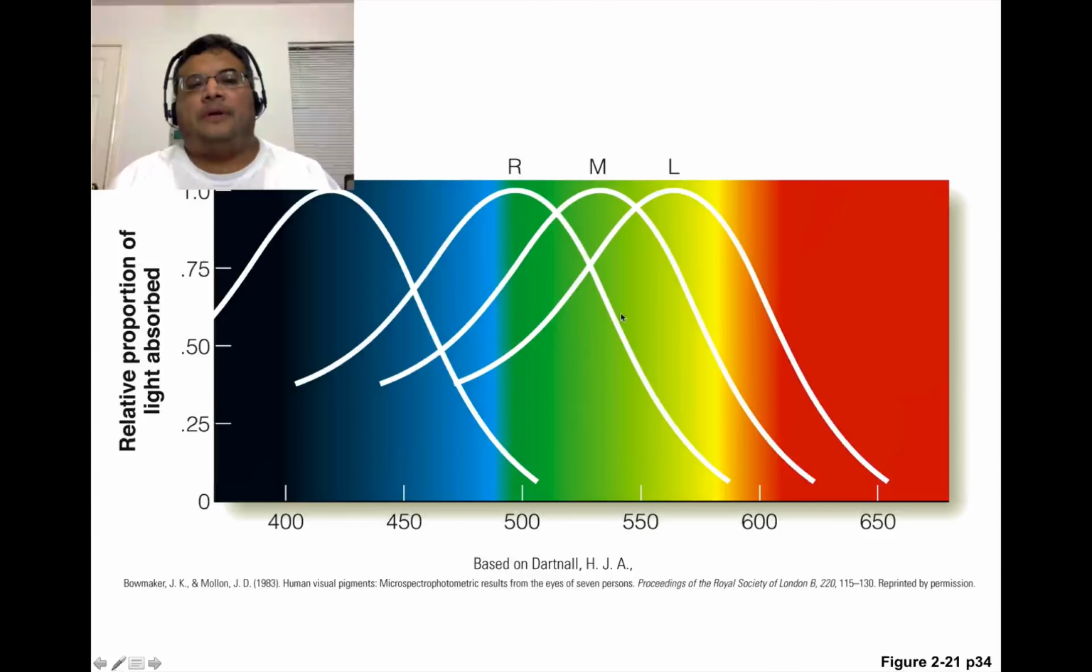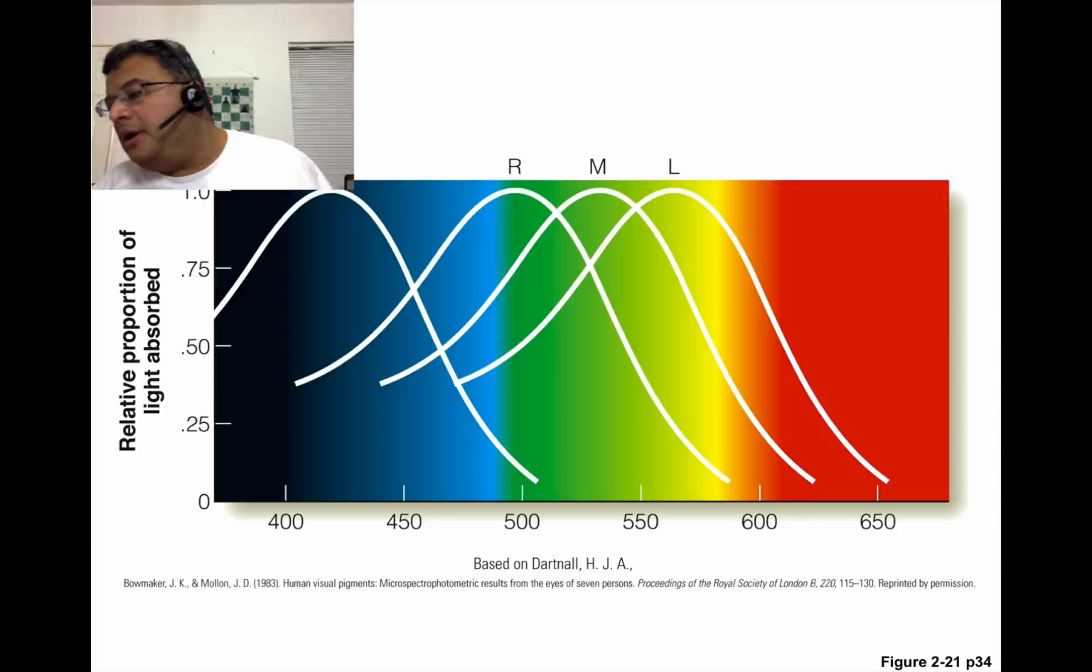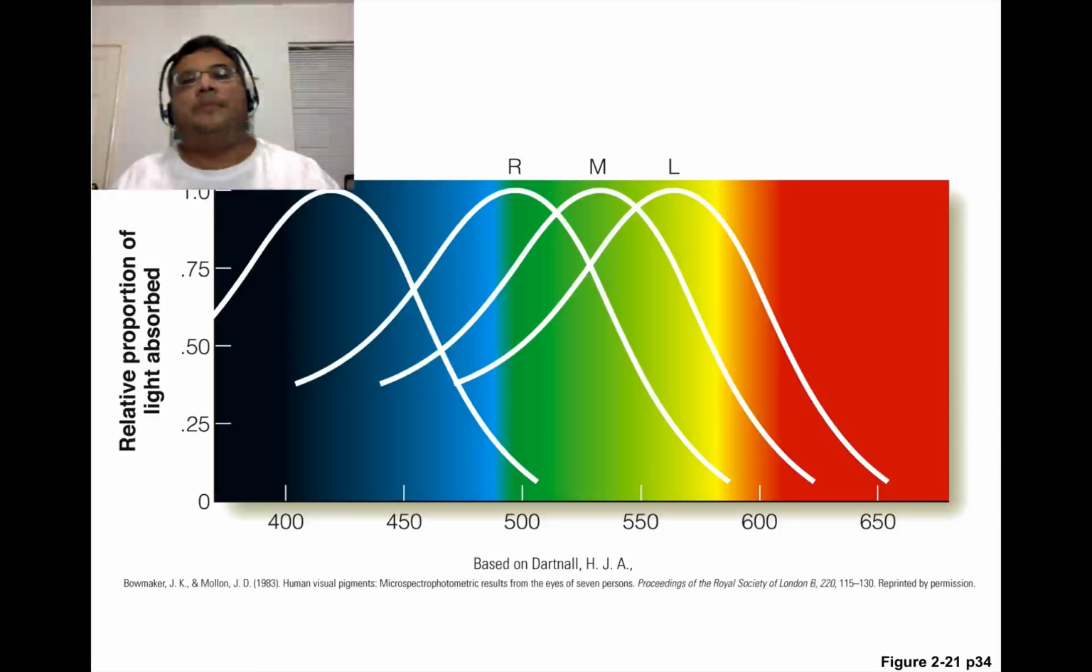So here we have all of the different rods and cones, the sensitivities of all the visual pigments. This is from your book on page 34, figure 2.21. The rod pigment is here. That's where the rods are most sensitive. And then we have the three cone pigments, S, M, and L: short, medium, and long wavelength.